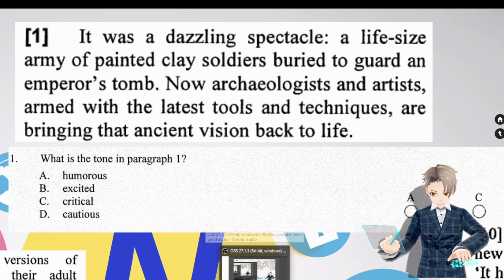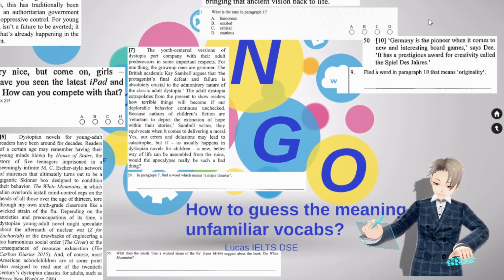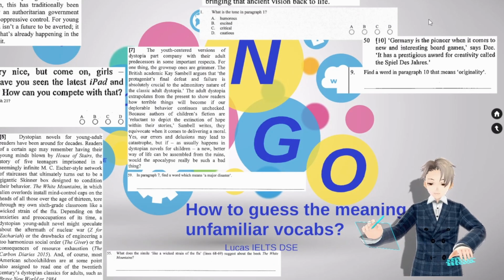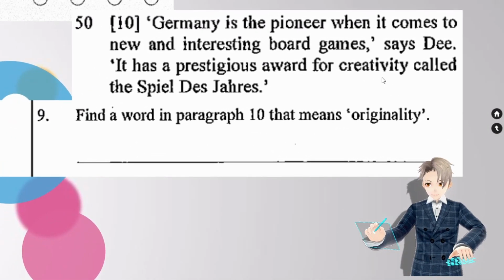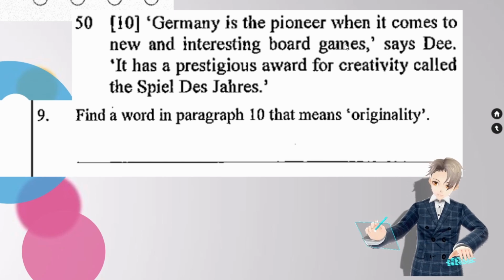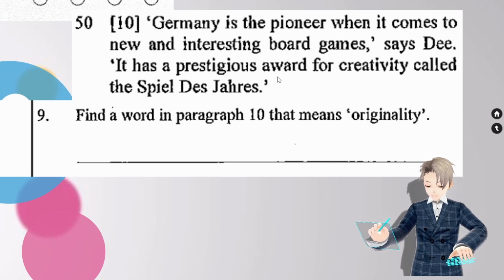Now let's look at another question. Okay, another common question is finding a word in a certain paragraph that means the same thing. So basically, it's asking for a synonym. So let's take a look at this one. Germany is the pioneer when it comes to new and interesting board games, says D. It has a prestigious award for creativity called the Spiel des Jahres. Find a word in paragraph 10 that means originality.